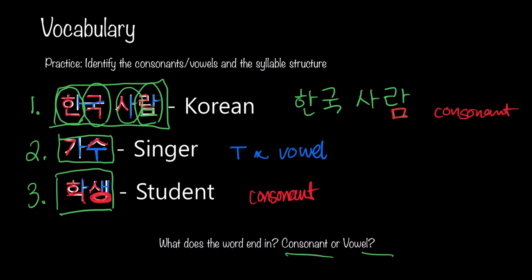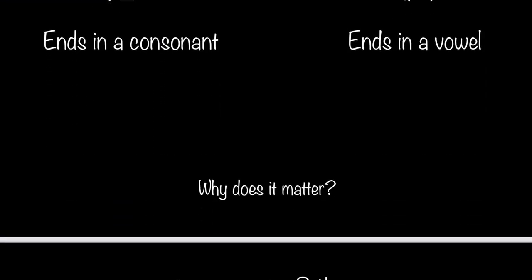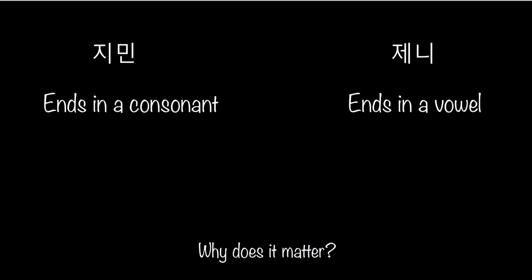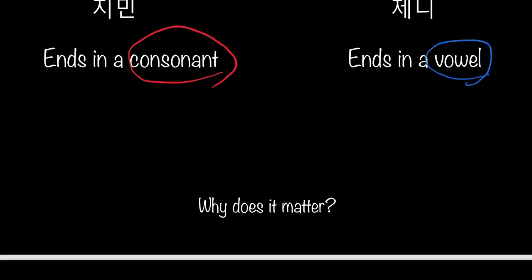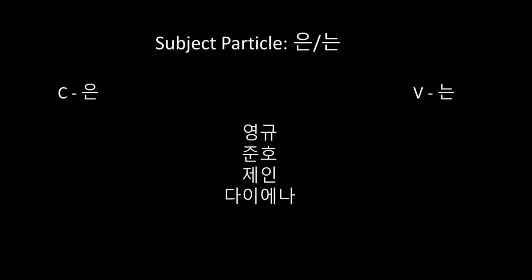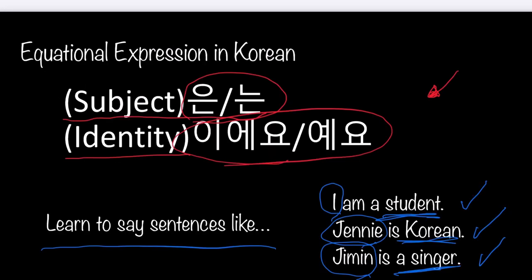Why is identifying this important? Why does it matter? Jimin here, the name, ends in a consonant. Jenny ends in a vowel. This is important because in our sentence structure that we saw here, whether we choose the subject particle 은 or 는 depends on what the subject, the word for the subject, ends in. So let's look at that.